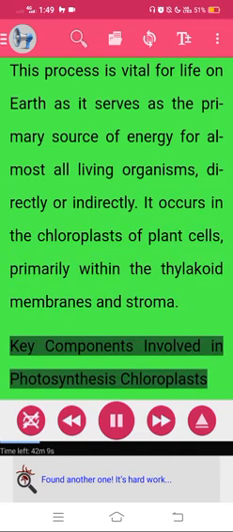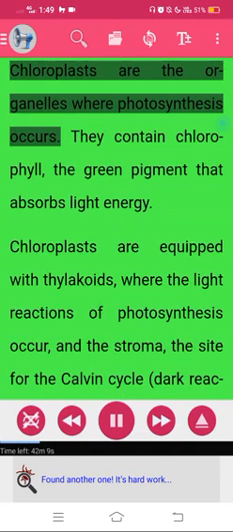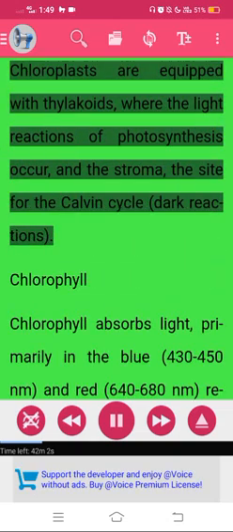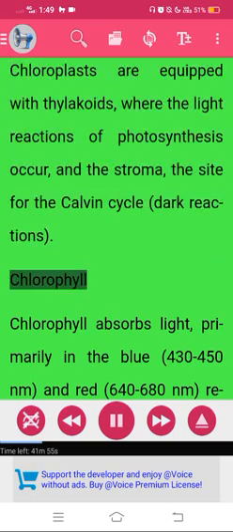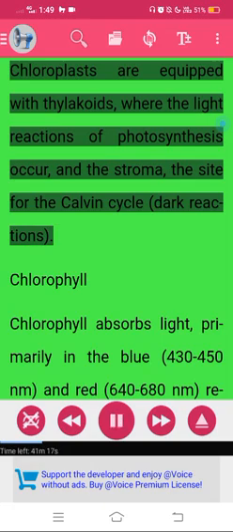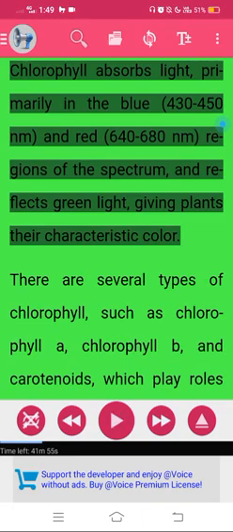Key components involved in photosynthesis: chloroplasts. Chloroplasts are the organelles where photosynthesis occurs. They contain chlorophyll, the green pigment that absorbs light energy. Chloroplasts are equipped with thylakoids, where the light reactions of photosynthesis occur, and the stroma, the site for the Calvin cycle dark reactions. Chlorophyll.